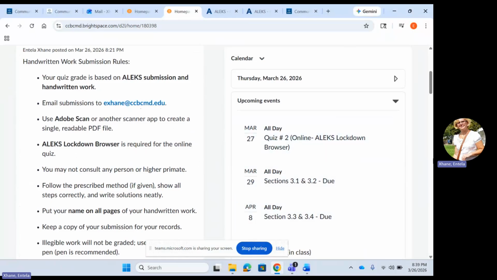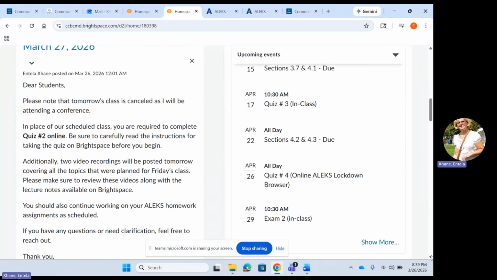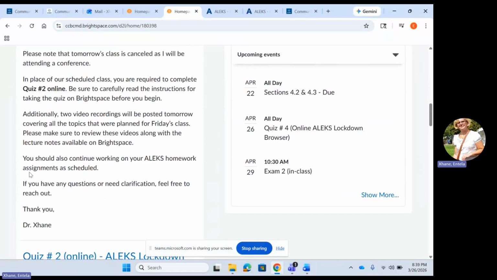Now let me get to the other reminder for all of you: continue to do the work on Alex. So you should continue to do the work on Alex. Tomorrow is a good day.